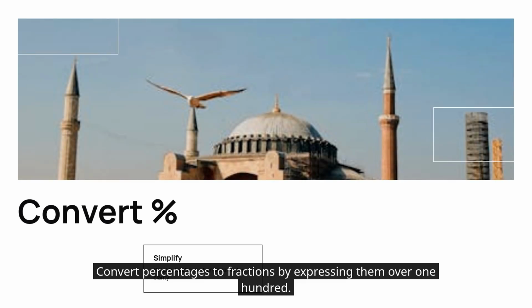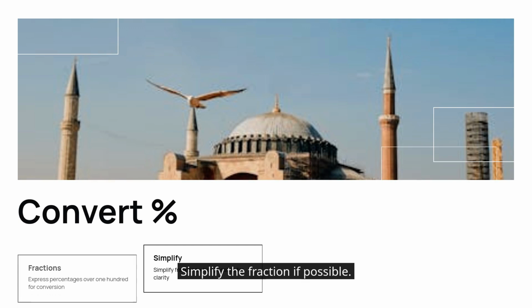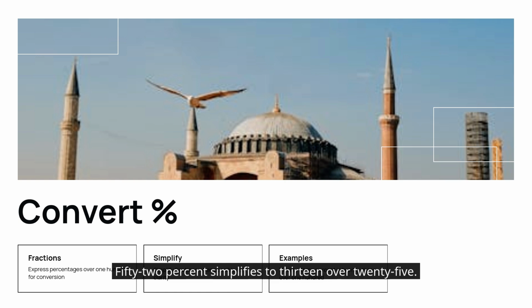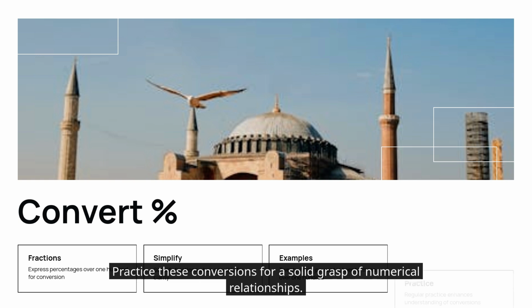Convert percentages to fractions by expressing them over 100. Simplify the fraction if possible. For example, 23% is 23 over 100. 52% simplifies to 13 over 25. 35% becomes 7 over 20. Practice these conversions for a solid grasp of numerical relationships.